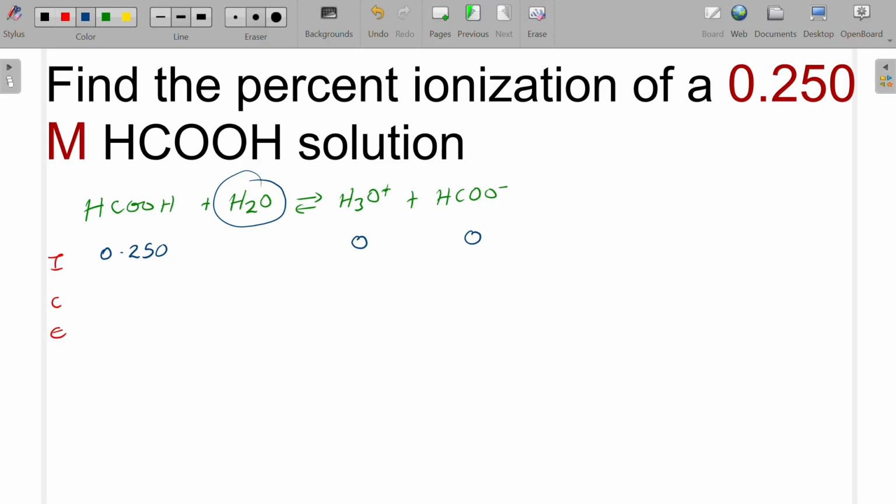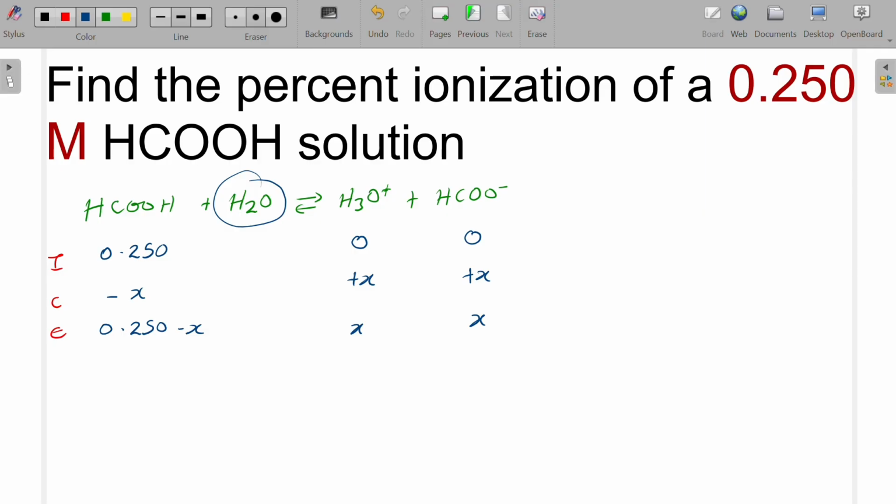So this will reduce by a certain amount that we are calling x. So on the change, we'll have minus x, then plus x there, and a plus x here. Then we'll have 0.250 minus x at equilibrium. Here we're going to have x, and we're having x on that part too.